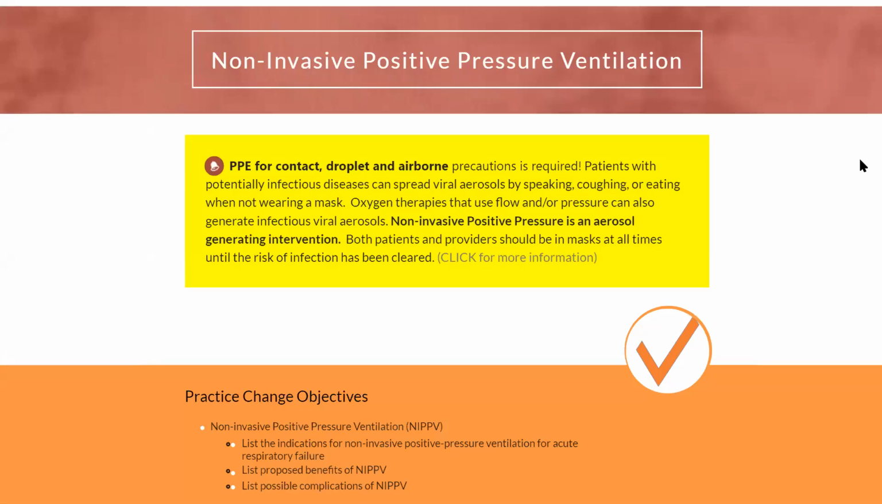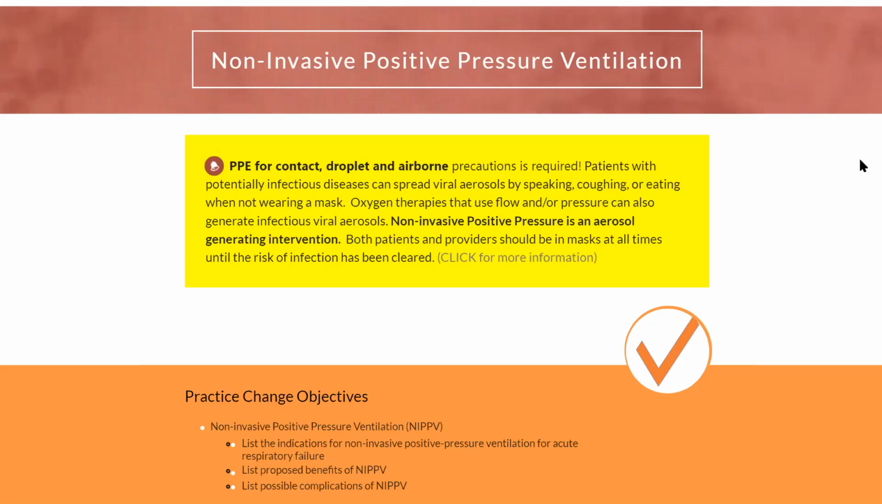Remember, as we discussed for high flow oxygen therapy, you need PPE for contact, droplet and airborne precautions. Patients with potential infectious diseases can spread viral aerosols by speaking, coughing, and eating when not wearing a mask. Oxygen therapy that uses flow or pressure can also generate infectious viral aerosols. So non-invasive positive pressure is an aerosol generating intervention. Both patients and providers should be in mask at all times until the risk of infection has been cleared.